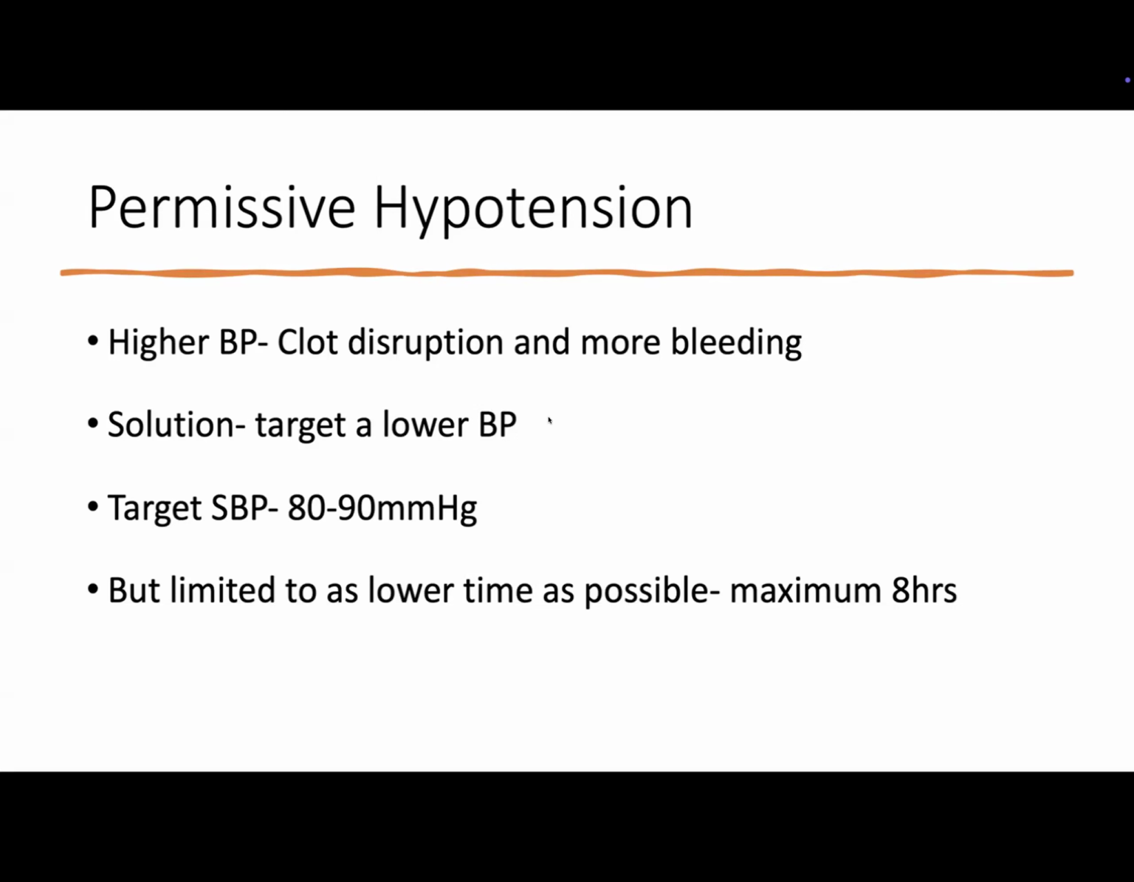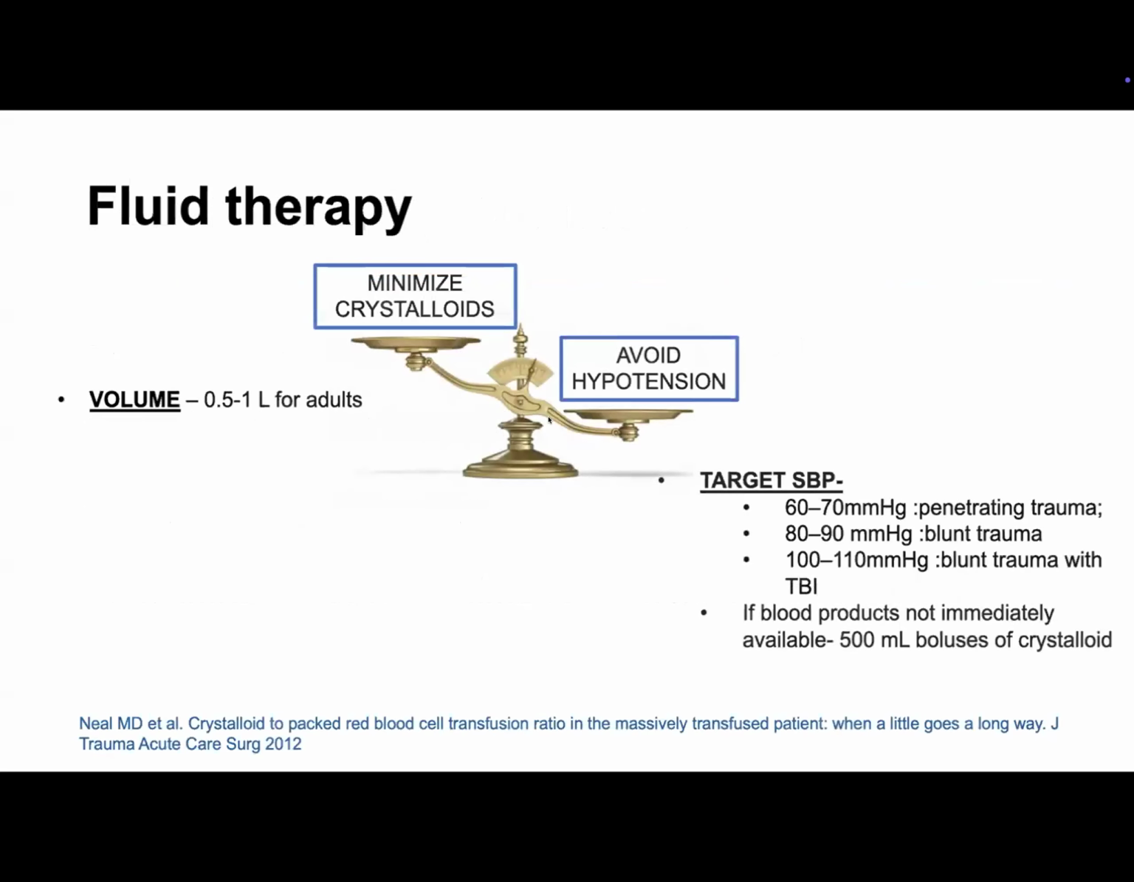The target systolic blood pressure will be around 80 to 90, but it does not go below that, and this leads to lesser clot disruption and lesser bleeding. So how long can we tolerate this? Maximum 8 hours is what some of the studies have shown, but you have to limit it to as low as possible. You cannot keep the patient on permissive hypotension for as long as possible. So it has to be a balance between minimizing crystalloids and avoiding hypotension.